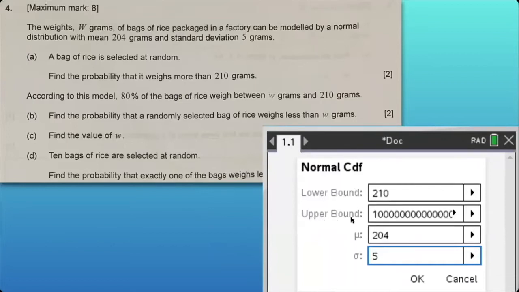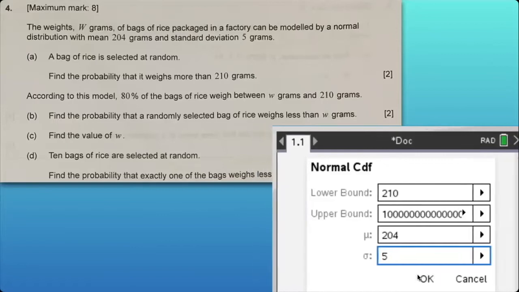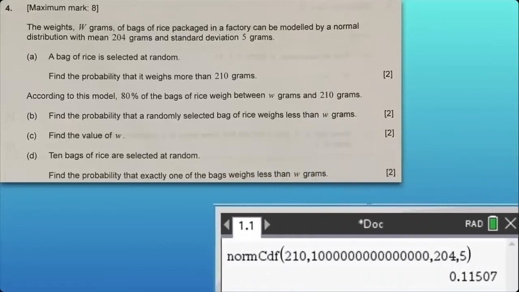For the upper bound, input any large value. Mean is given, 204, and standard deviation is given, 5 gram. And then you click OK. And there you go. That's the answer in 3 significant figures, 0.115.